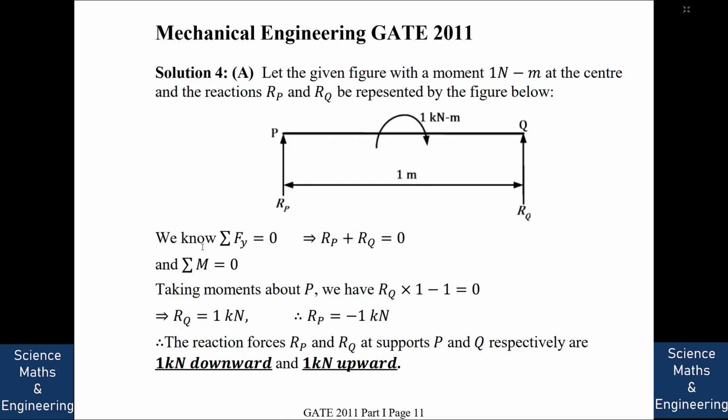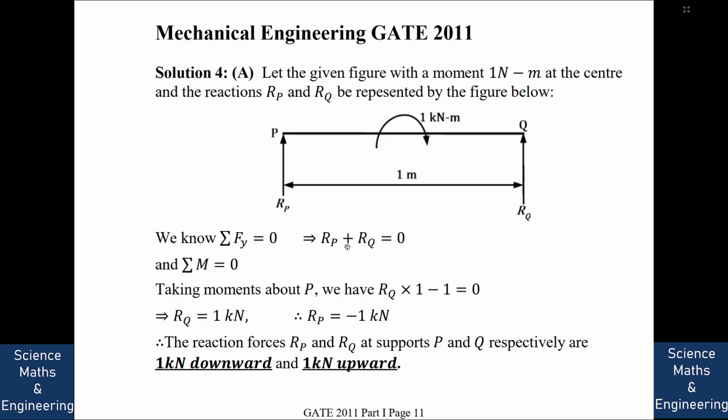So here, summation of Fy equal to 0 gives Rp plus Rq equal to 0. Next we have summation of the moments equal to 0. Now if we take all the moments about point P, then we have Rq into 1 meter, which is in the anti-clockwise direction, so it is positive, minus 1, because that is the clockwise direction. The Rp force has distance 0, so there is no moment and it gets cancelled out. So Rq into 1 minus 1 equal to 0, that is Rq equal to 1 kilonewton. So Rq direction is upward and its value is 1 kilonewton.